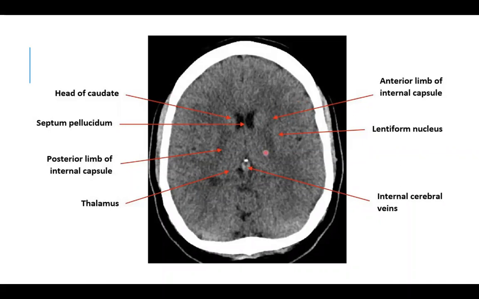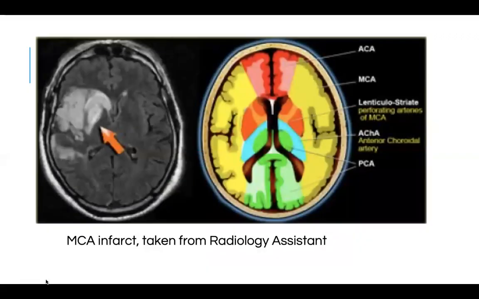So this is the anterior limb of the internal capsule. You can see this, it's a bit darker here. And here, this lighter area is the lentiform nucleus. Internal cerebral veins here, the thalamus, posterior limb of the internal capsule here, it's a bit darker, septum pellucidum in the center here, and then the head of the caudate nucleus, which is slightly whiter. Just going to go to the next slide.